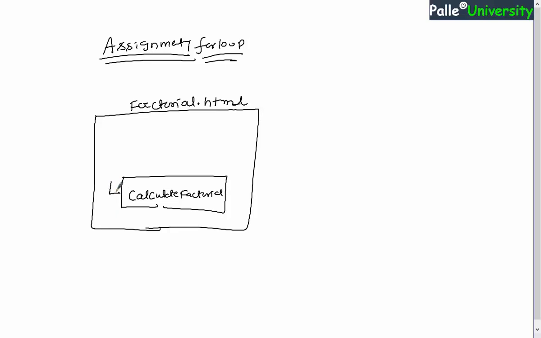When the user clicks on this button control, you need to call a JavaScript function which is defined in the same page. Let us say the JavaScript function name is fnCalculateFactorial, and it must take some number as input. Now inside the function body you need to write some code for calculating the factorial.